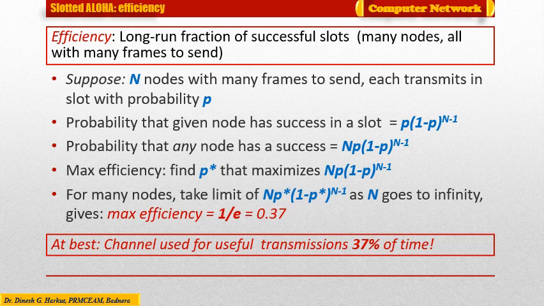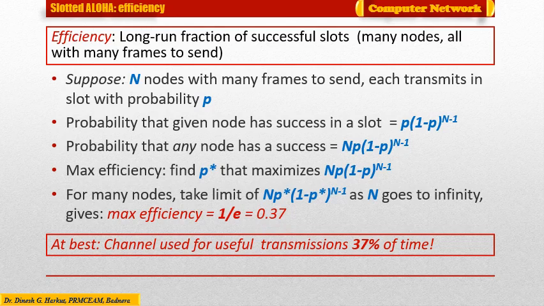Thus, when there are n active nodes, the efficiency of slotted ALOHA is given by n times p times (1 minus p) raised to n minus 1. And the effective transmission rate of a channel is not the entire transmission capacity, that is R, but it is only 0.37 times R.